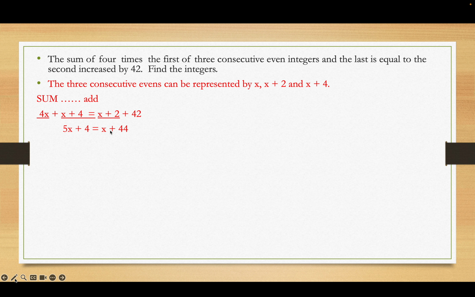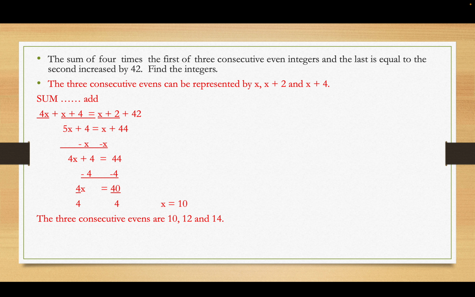Same side, same operation. Both sides you do this on. That's 5x plus 4 equals x plus 44. Subtracting the x from both sides, I get 4x plus 4 is 44. Subtracting 4, and I get 4x is 40. Dividing by 4, x is equal to 10. It's always comforting when that works out to be the kind of integer they're looking for, even or odd. And then the next ones would be 12 and 14. So 10, 12, and 14 are the correct answers.